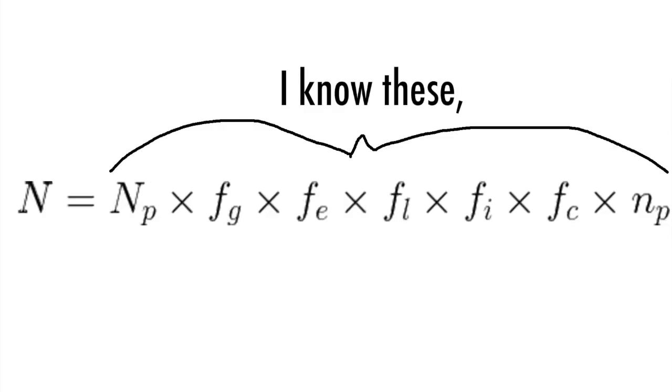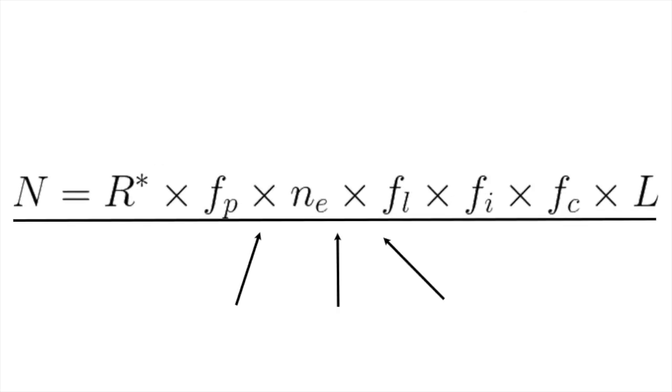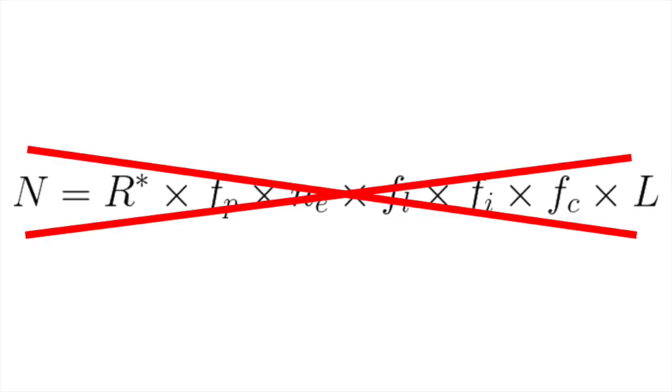In fact, with the correct version of the equation, it may be impossible to derive correct values for the variables without already knowing how many civilizations there are in the galaxy. But that's an argument for another time. Bottom line, the Drake equation is wrong.